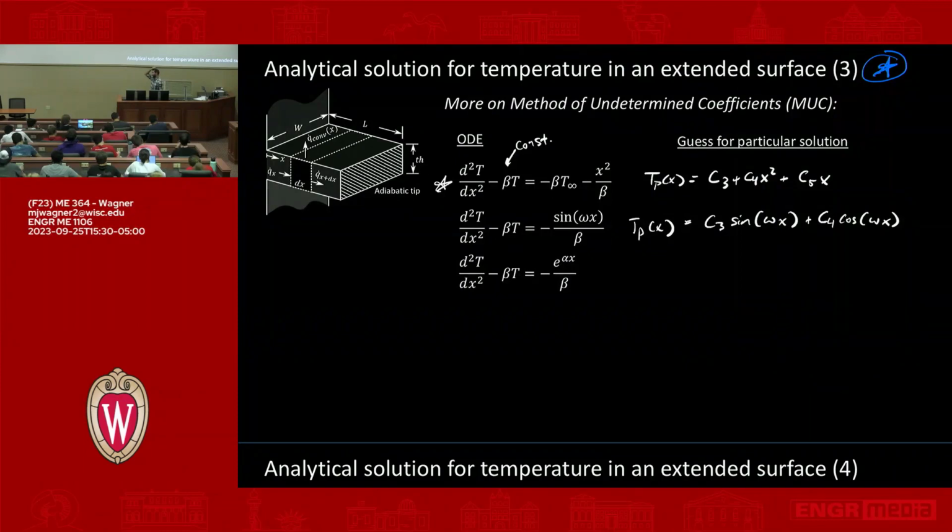And why didn't I write omega C4 cosine omega x? Because that's actually the derivative. Well, we don't really care what the constants are right now. We'll figure it out later, right?